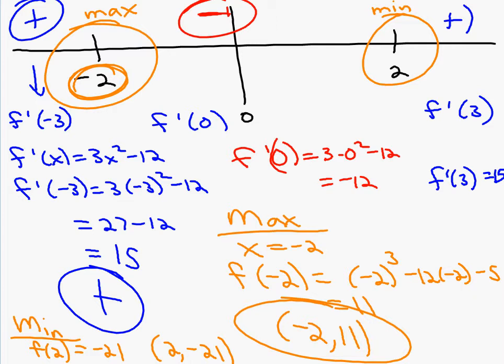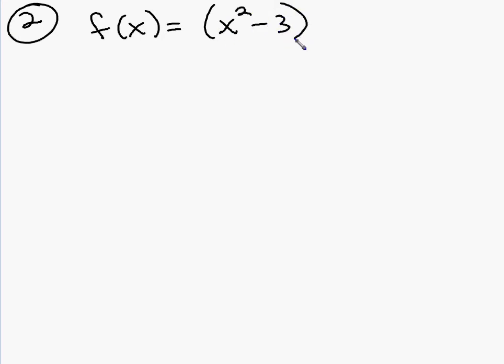All right? Let's look at a function now that's maybe not as friendly as the first one we did. We'll do another example here. Let's say that my function was x squared minus 3 times e to the x. And we wanted to find our extrema using the first derivative test. So first order of business is finding the derivative, and I'm going to have to use the product rule.